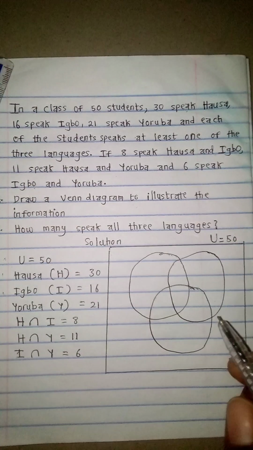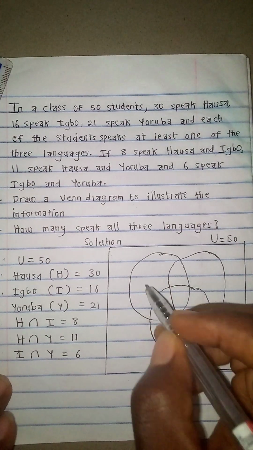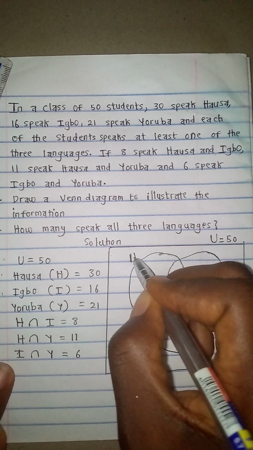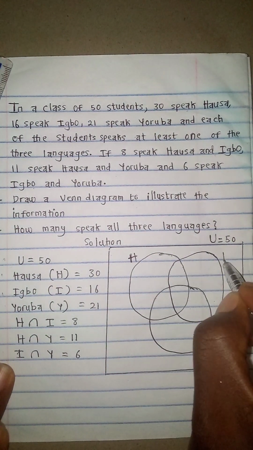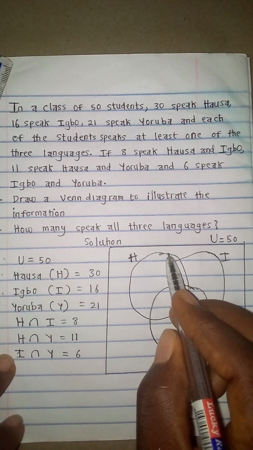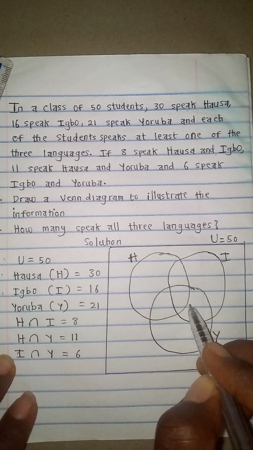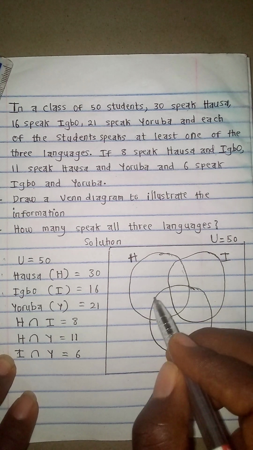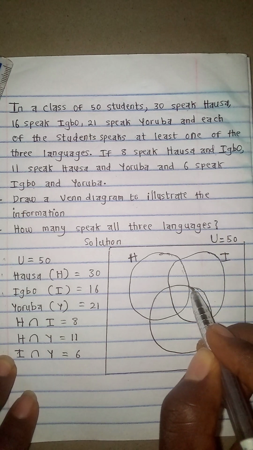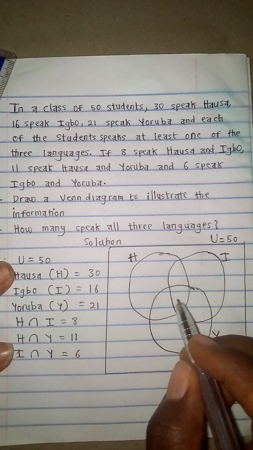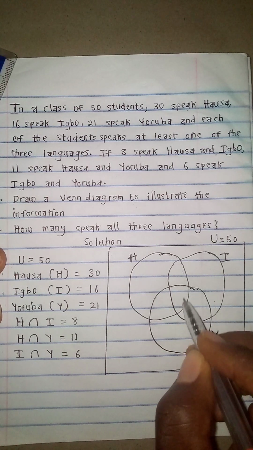Okay, before I start filling in, let me name my circles. This circle stands for Hausa, this second circle stands for Igbo, while this third circle stands for Yoruba. Clear? Good. Now, as I have said earlier, we start filling in our information right from this intersection.